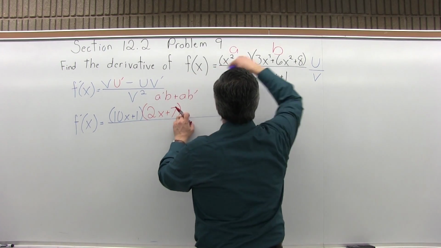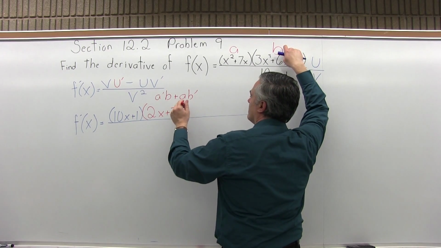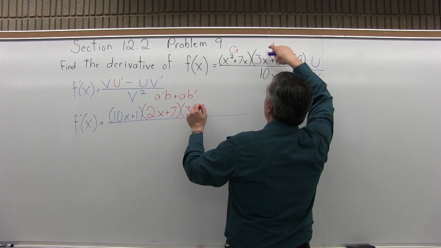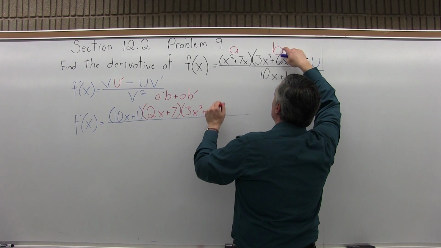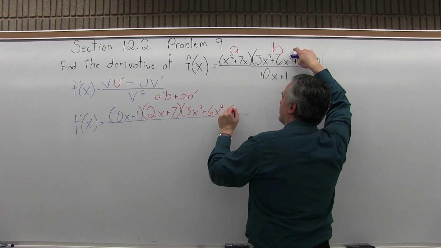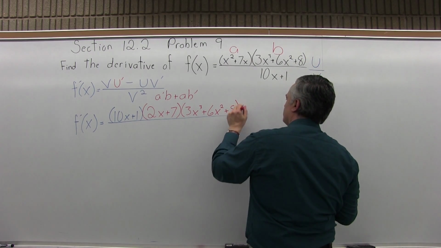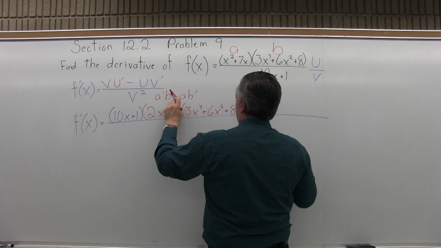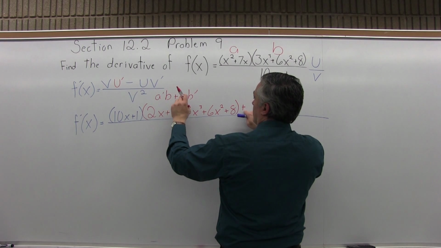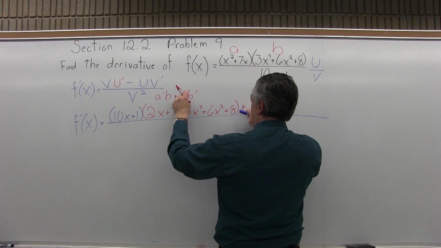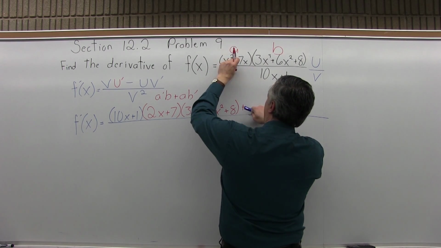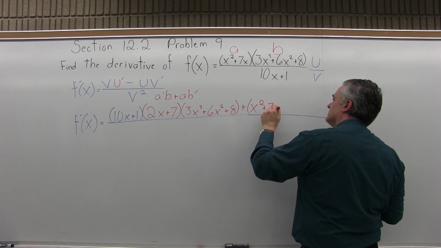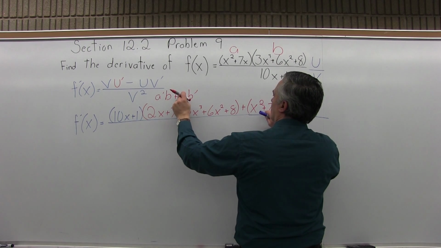Then I have B with no prime. B is the second chunk of that product with no prime. So it is 3x to the third plus 6x squared plus 8. So now I'm at this plus sign right here in my A prime B plus AB prime, plus next piece I have to do is A with no prime goes here. A with no prime is x squared plus 7x. That's A with no prime.